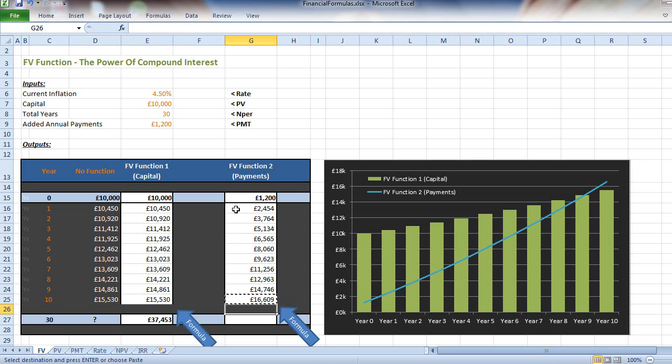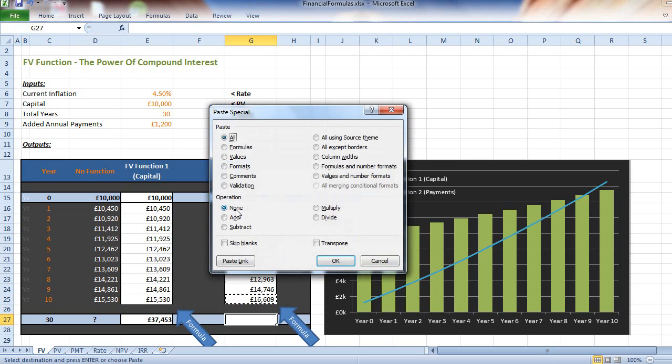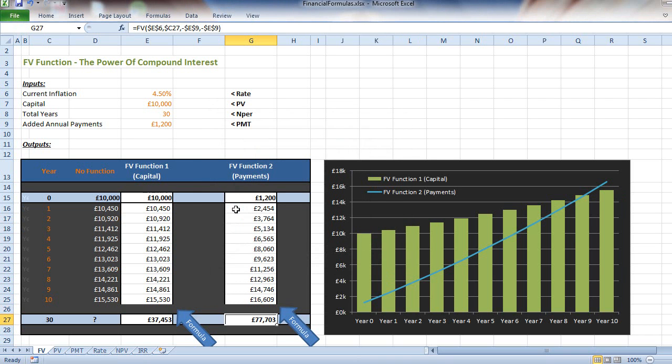Well, let's see what happens after 30 years. So let's copy the formula down here so it links to 30 years. Wow, you can see that by adding in capital each year, you're building up your capital at a much higher rate. So the interest rate you're getting is on a larger amount of capital. So you can see the power of saving as well as compound interest is phenomenal.